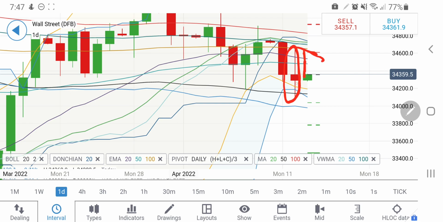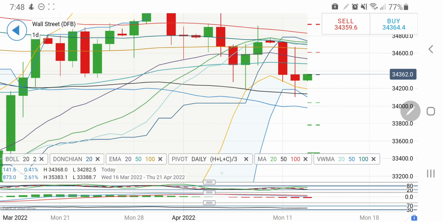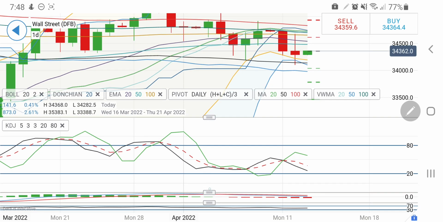So probably it may try to achieve 34,600, and the short entry below 34,200 can be taken, where it may try to go towards, this is the 50 period moving average, this is the 20 period moving average. So it is trying to trade in between 34,700 to 34,100 levels. We may see it again swinging a bit. However, today we may see a bullish rise. Till the time it remains above 34,250, one can remain long.